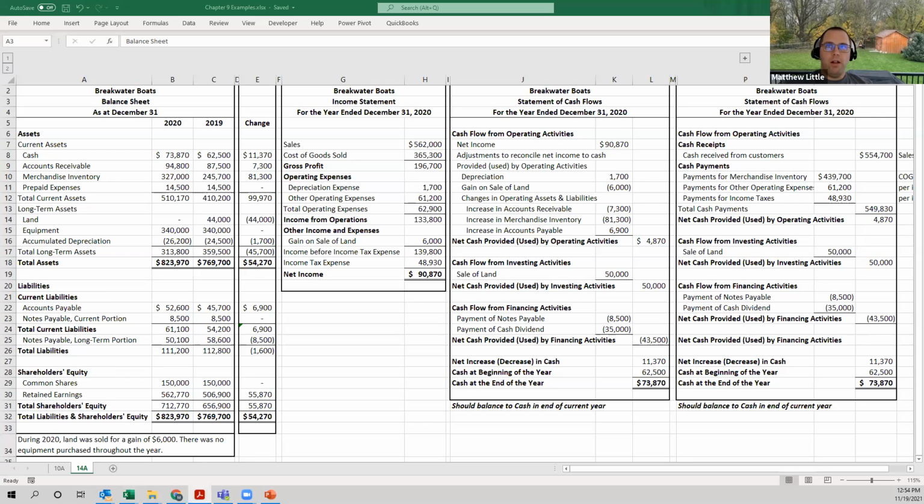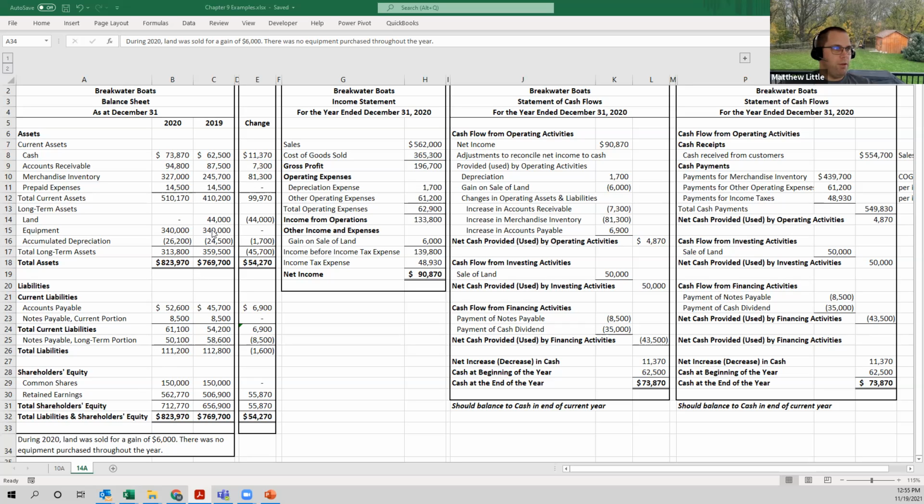So we will carry on and do one more question together, being question number 14, where we have this company, Breakwater Boats. They provided us their income statement and comparative balance sheet. I've provided a copy in Excel with a change column, so we can easily use those changes to feed the statement of cash flows. We have the income statement here, showing a net income of $90,870. We're also told that during 2020, the land was sold for a gain of $6,000, and that there was no equipment purchased throughout the year.